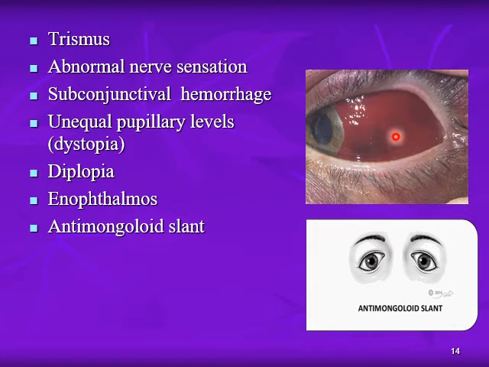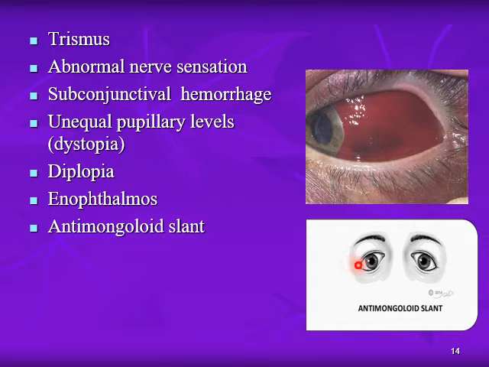We have subconjunctival hemorrhage. Also, maybe due to displacement of the eye, we have unequal visual levels, which is called dystopia. We have what is called antimongoloid slant. Antimongoloid slant is a downward movement of the lateral canthus of the eye, so it gives the appearance of antimongoloid slant. It results from fracture above the Whitnall's tubercle.